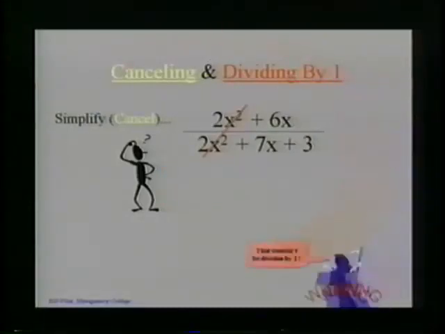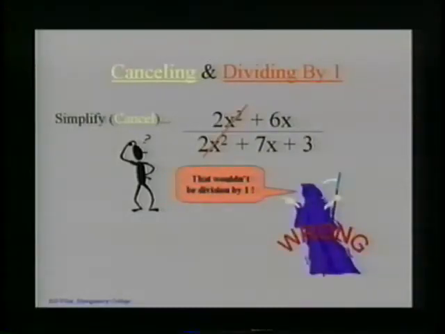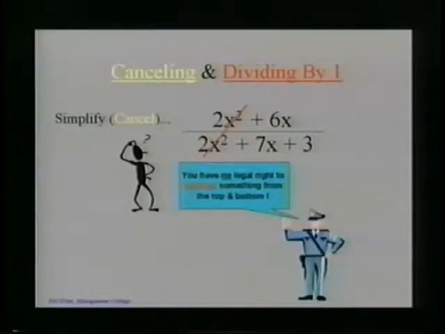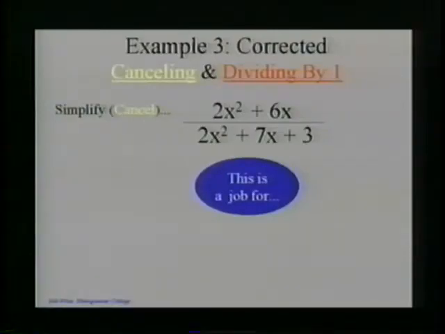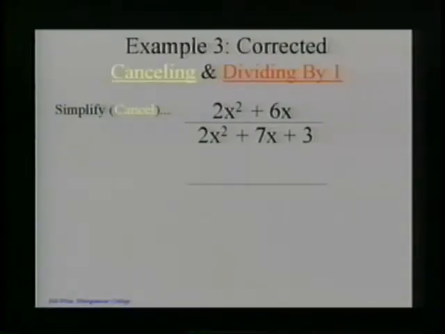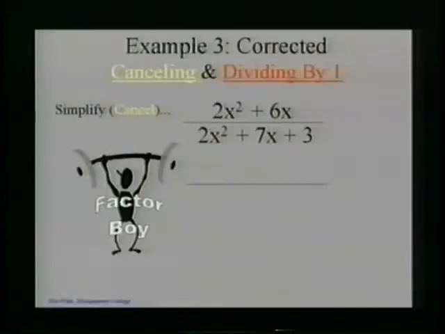What do you have to do? The reason is that it wouldn't be division by 1. You cannot subtract something from the top and bottom. You can divide something from the top and bottom, but you can't subtract something from the top and bottom. What we need to do is bring out Factor Boy, because Factor Boy is going to allow us to divide.